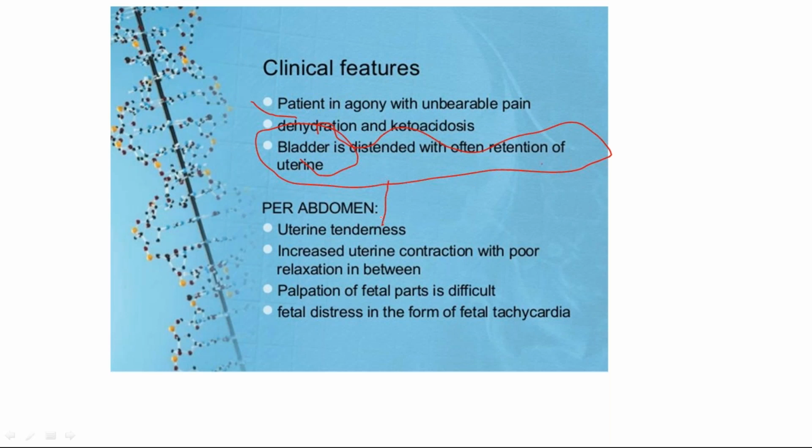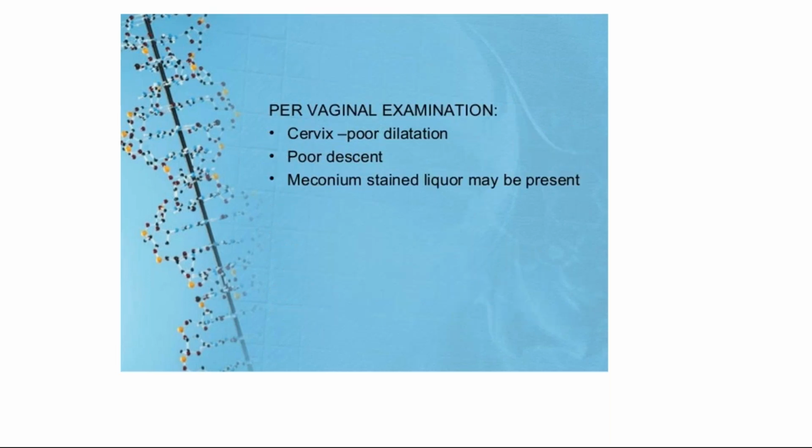Then abdominal examination will tell you that the uterus is very tender to palpate. There are uterine contractions with poor relaxation in between. You can know that either by putting your hand on the patient's abdomen, or a CTG will tell you. The graph will tell you about the number of contractions, and the relaxation in between, even though you may not be able to measure the pressure unless you put in an IUPC. The palpation of the fetal parts will become difficult because there is no sufficient relaxation, right? And there may be evidence of fetal hypoxia in the form of fetal tachycardia, bradycardia, decelerations, and so on, right?